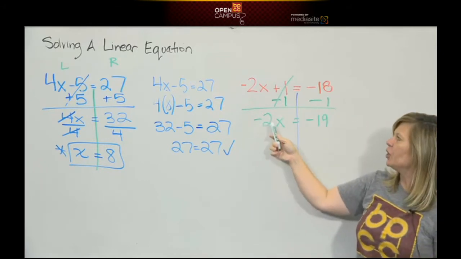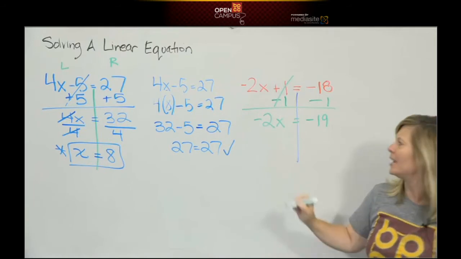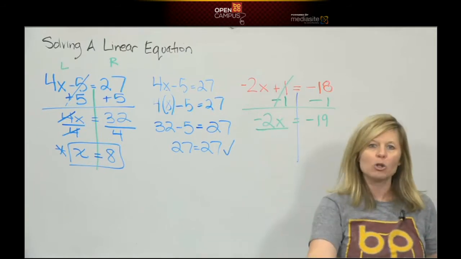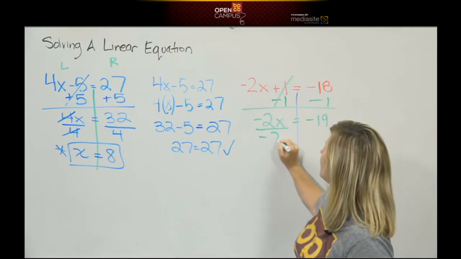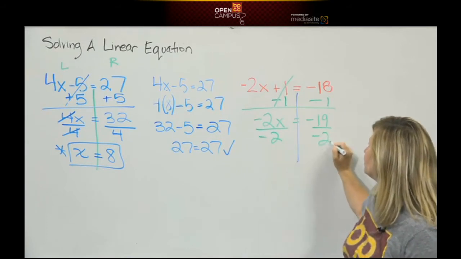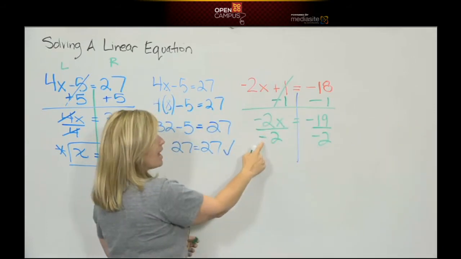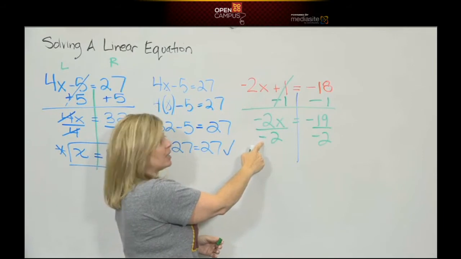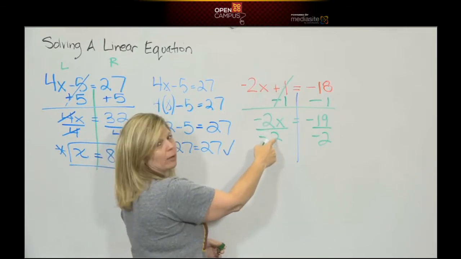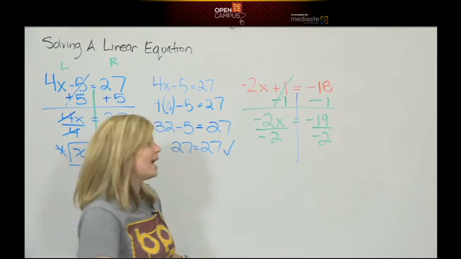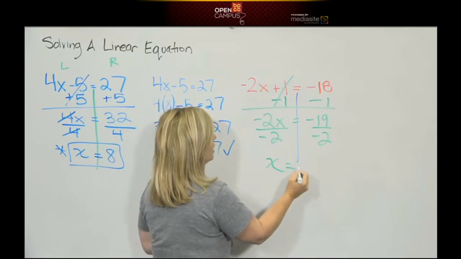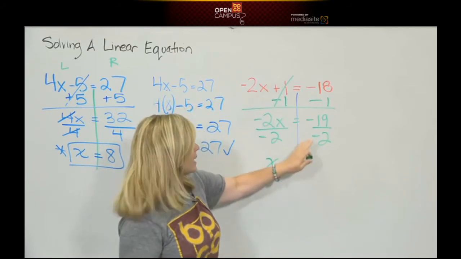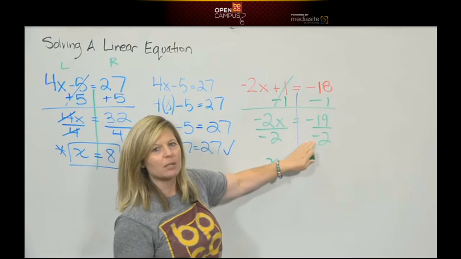The -2 is connected to x by multiplication, so the opposite of multiplying by -2 would be to divide by -2. A negative divided by a negative makes a positive. 2 divided by 2 is 1. We don't have to write +1x, we just write x. On the right side, a negative divided by a negative is a positive.